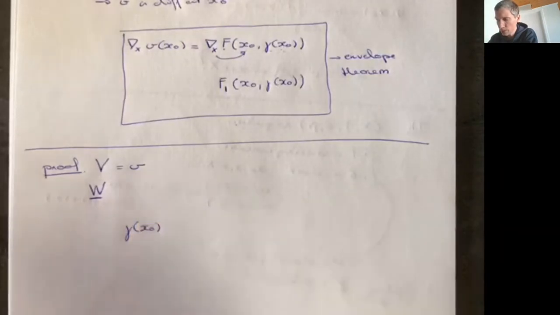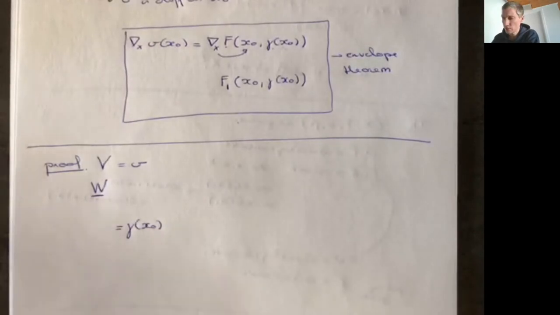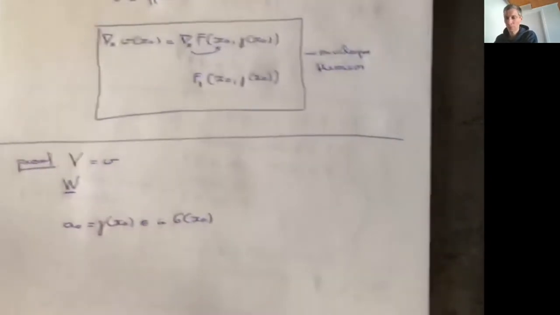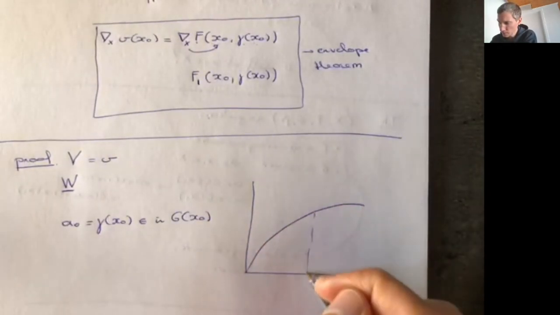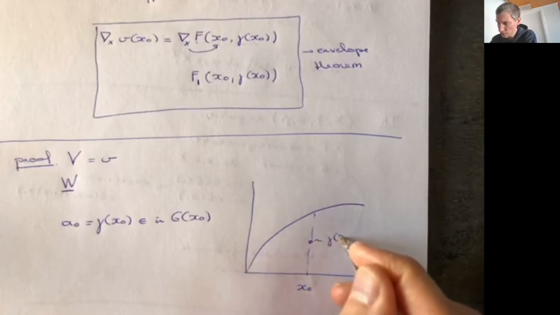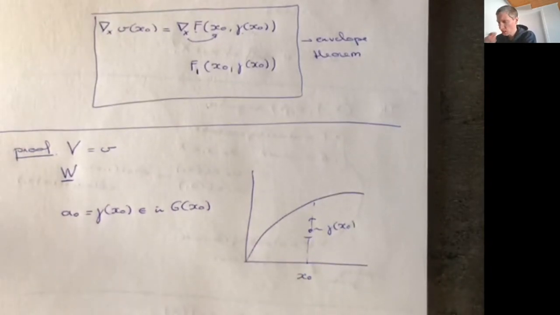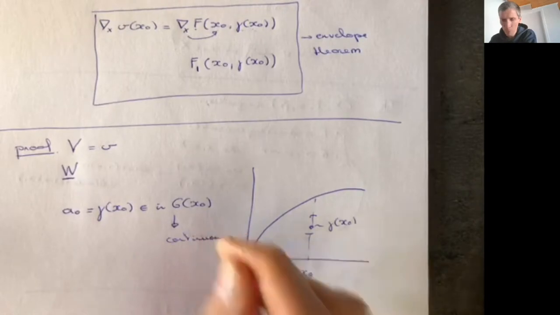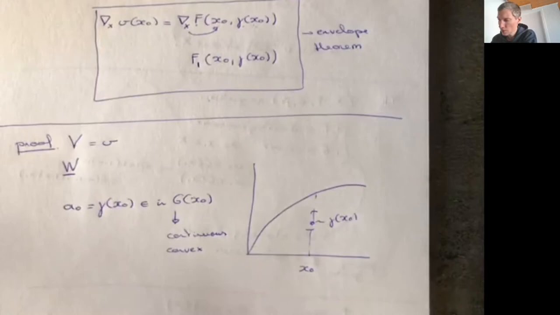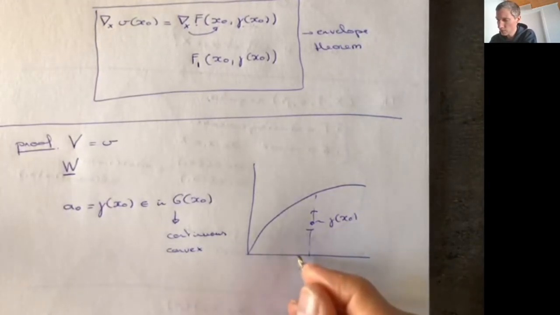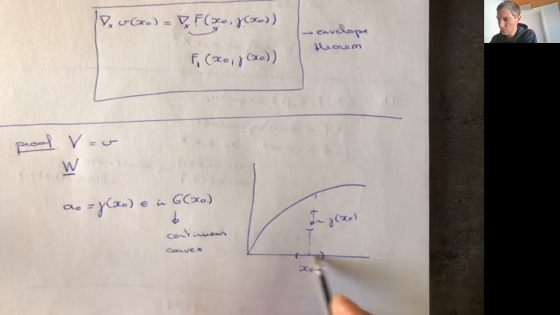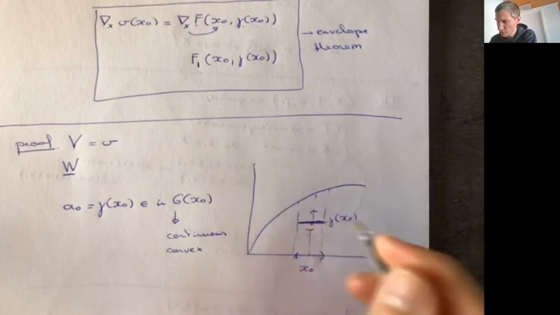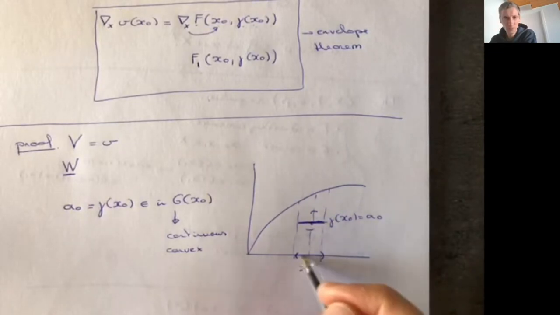So first of all, we know that gamma of x0, let me give this a special name, let me call it a0. I know that this is in the interior of g of x0. Okay, so I have here some x0, I have here gamma of x0, something like this. So if this is true, then given the conditions on g that we have imposed, in particular we have assumed that it's continuous, upper and lower, and we have assumed that it's convex. Well, if this is true, then you can basically show that I can draw an open neighborhood around x0, such that for every point in this neighborhood, this value a0 is still in g of x for every x.